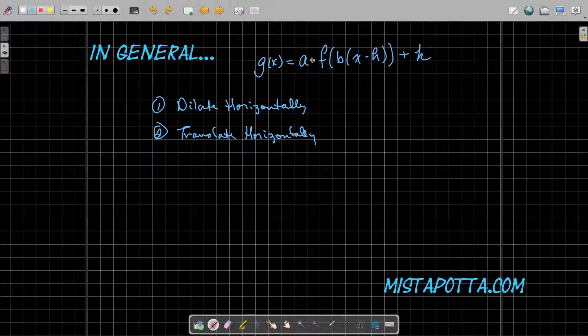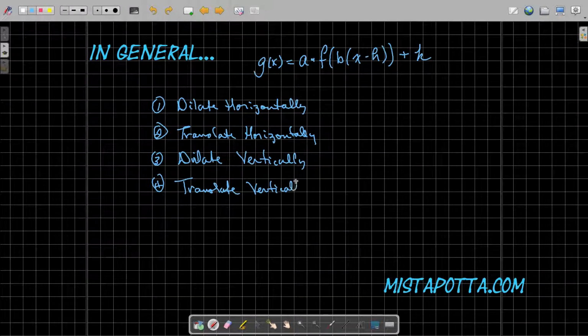And similarly, because we do multiplication before we do addition, when we do our vertical stuff, we want to dilate vertically before we translate vertically. So we really want to do things in this order. It's going to make the most sense for us to do it this order. One, because it's consistent with our order of operations that we've learned about before. But number two, it's going to get us a consistent result.